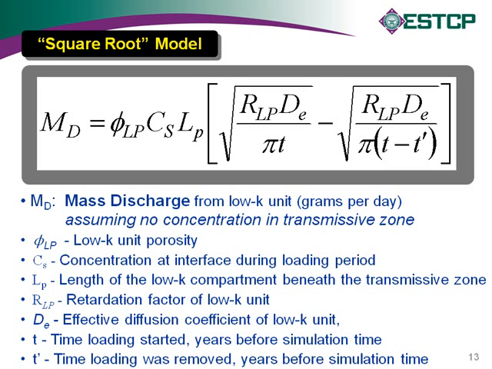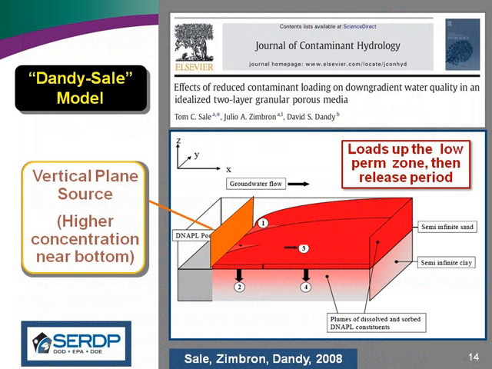Okay. So that's it, just the square root model. Let's go to the Dandy-Sale model, and this is the more complicated one. This is from the Journal of Contaminant Hydrology paper, and it has a different source configuration. Instead of this horizontal plane that's lying on top of the clay, Tom, you assume a vertical plane, that piece of orange in there, and you want to describe the source configuration and what's involved?